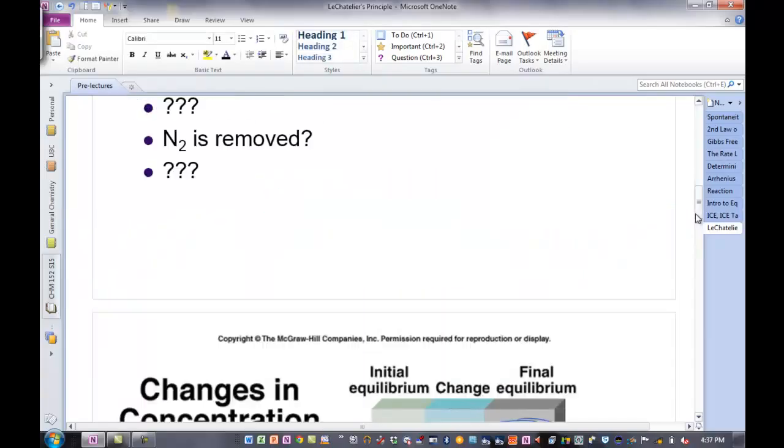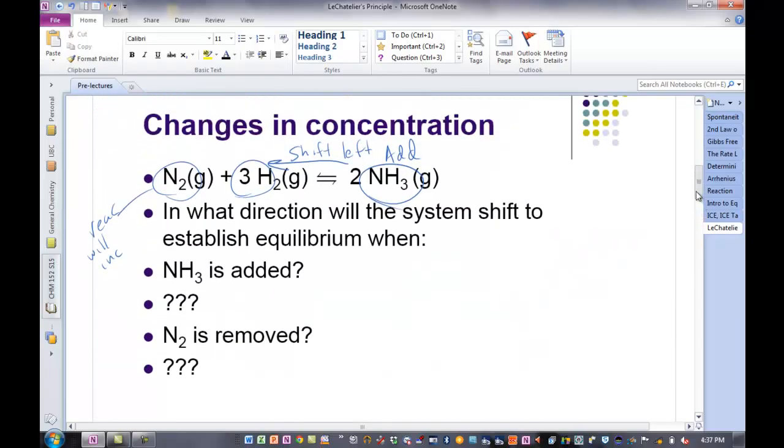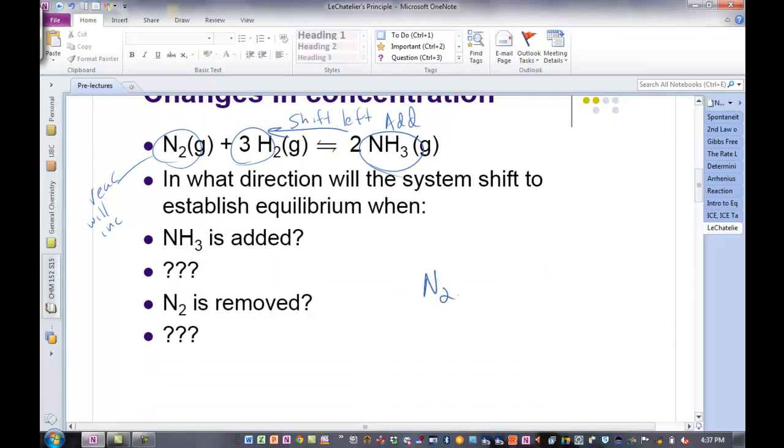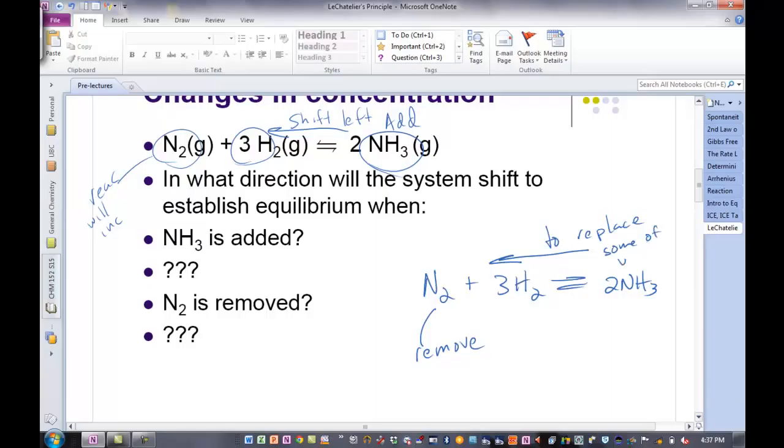Okay, let's go back. What if we remove N2? I'm going to write the reaction again. Now we're going to remove one of the reactants. That's our stress. We decrease the amount of reactant. The system is going to shift to replace some of what we removed. You didn't remove it, I removed it, but you get the idea. That doesn't look like "remove," but that's what it's supposed to say.